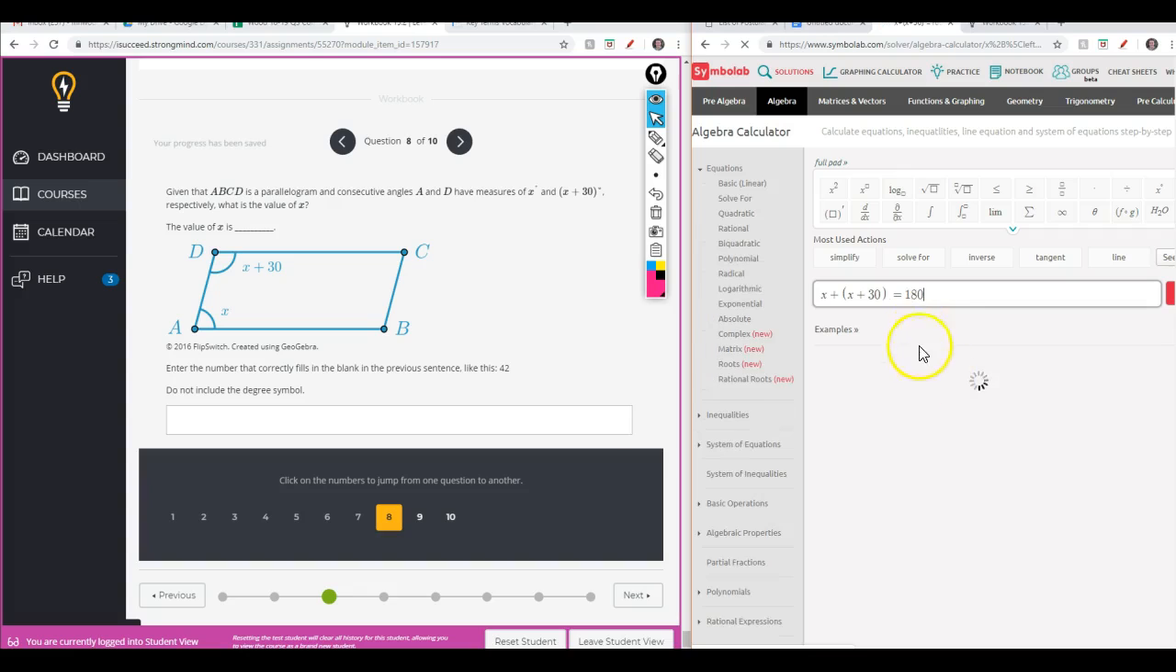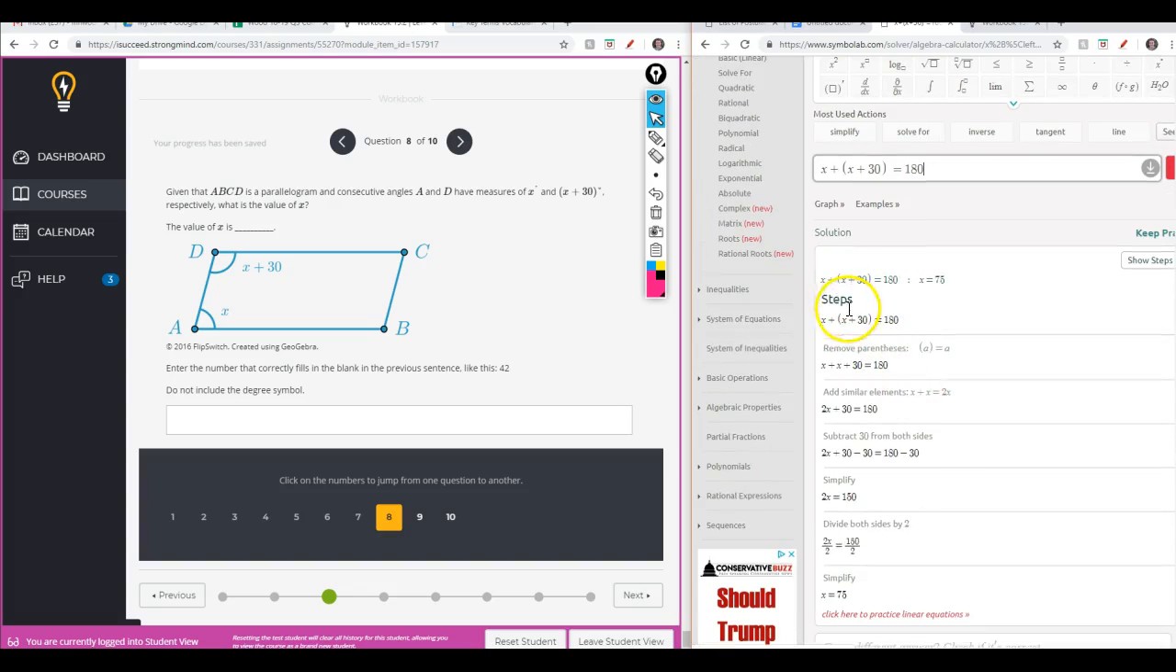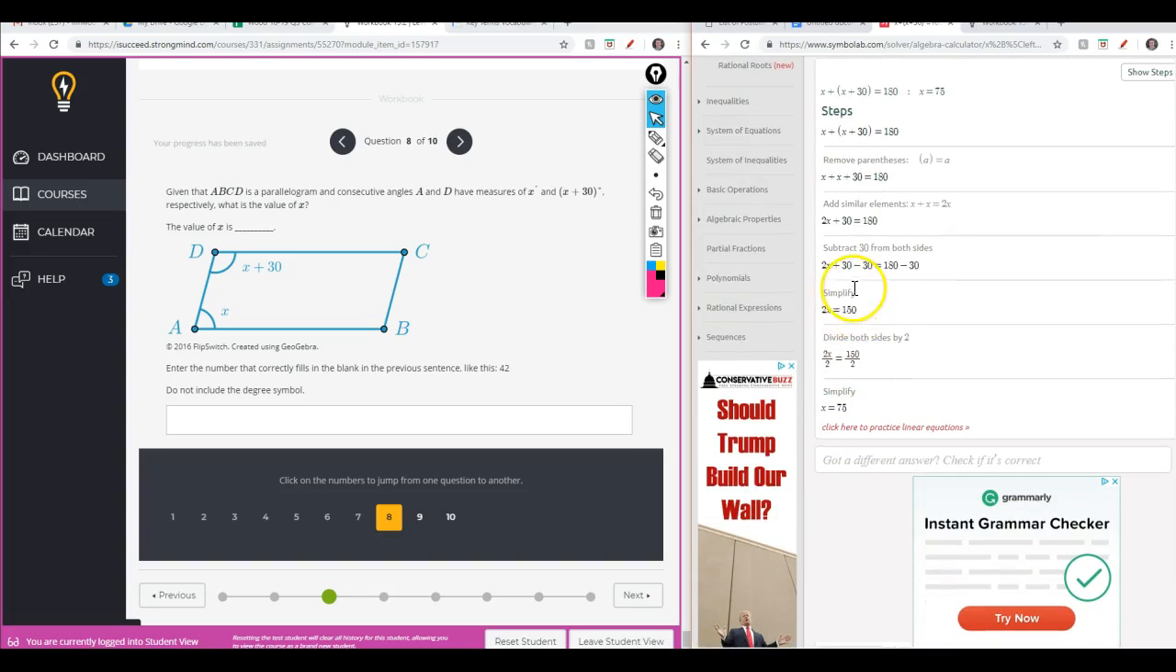If you click the Solve button, it will show us these steps. It says remove our parentheses. So then we have x plus x plus 30. Add similar elements. So we're going to combine our two x's. So 2x. Subtract 30 from both sides because now we're solving for x. So if we subtract 30 from 30, that leaves us a 0 right there. So that's why it's just 2x. And then 180 minus 30 is simplifying to 150.